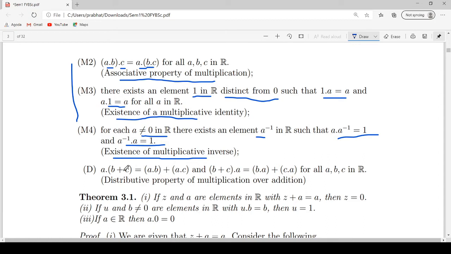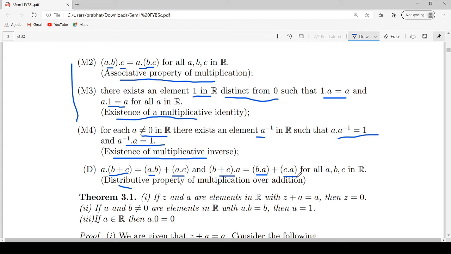And the last property is distribution property. It states that multiplication distributes over addition. That means if I have three real numbers A, B, C, then A multiplied with B plus C is same as A multiplied with B plus A multiplied with C. Similarly, for post multiplication, B plus C times A is same as B times A plus C times A. So these are the properties of addition and multiplication for real numbers.